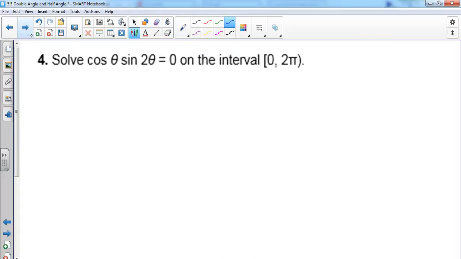All right, so here's our last question on the notes, I think, isn't it? Yep. Okay. What can we do to this? Change them. Sine 2 theta can trade out for 2 sine times cosine.